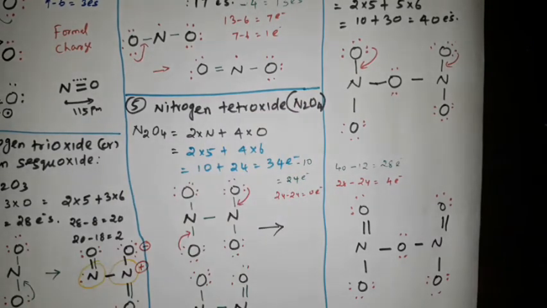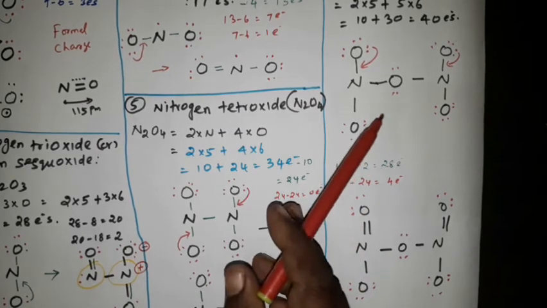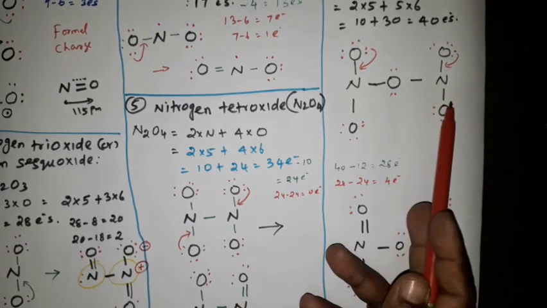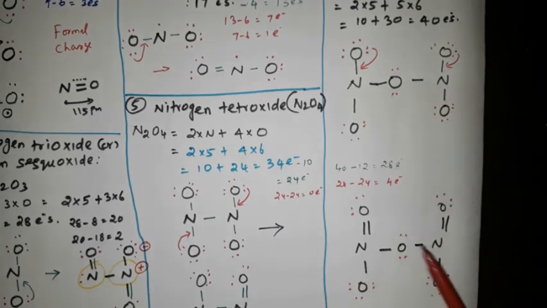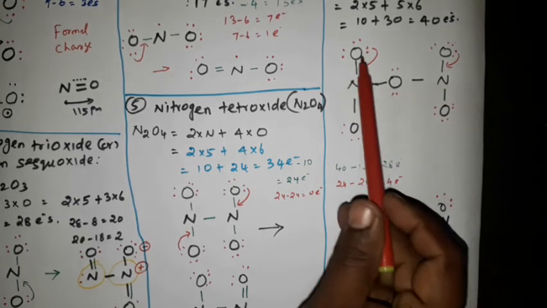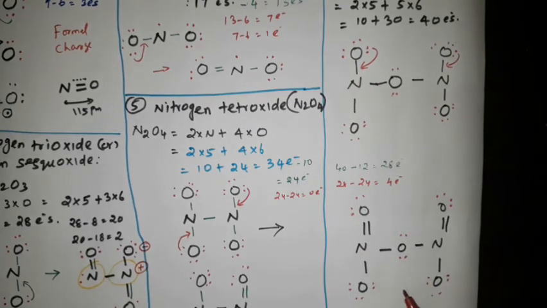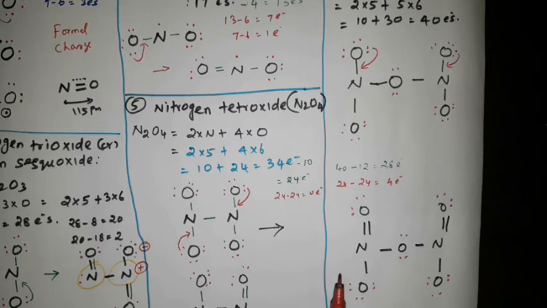Calculate the total valence electrons, then write oxygen in the middle, then nitrogen, oxygen, then make equally. Here also, after that shifting of lone pair electron to bond pair, you will get this final structure. That's all about the structures of oxides of nitrogen.